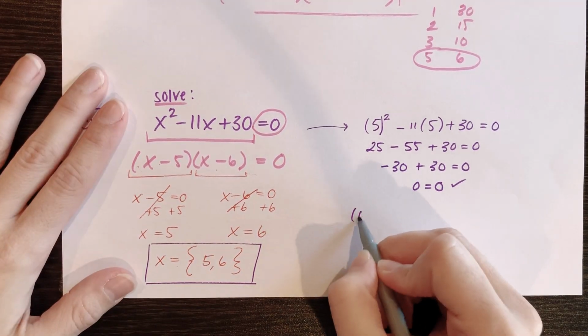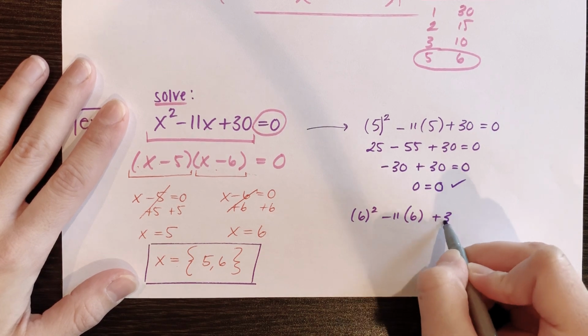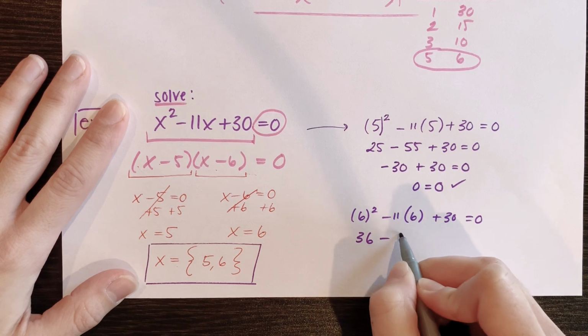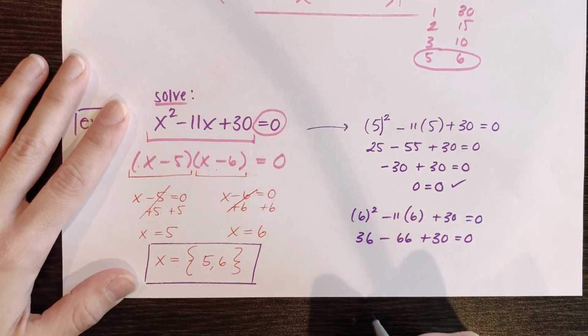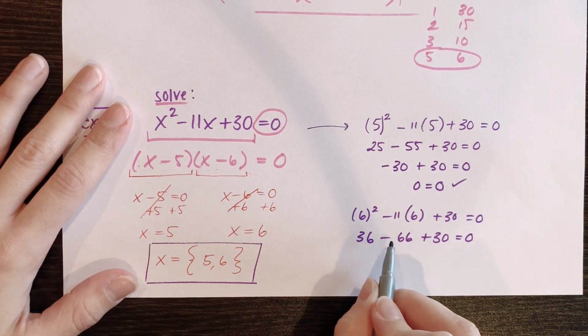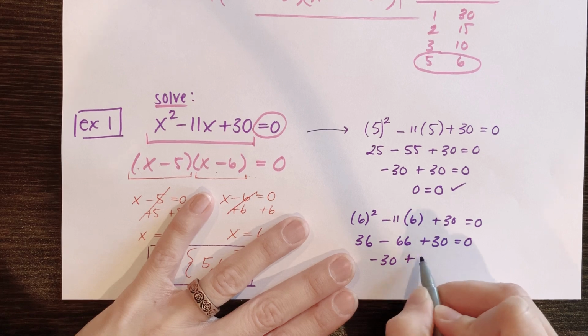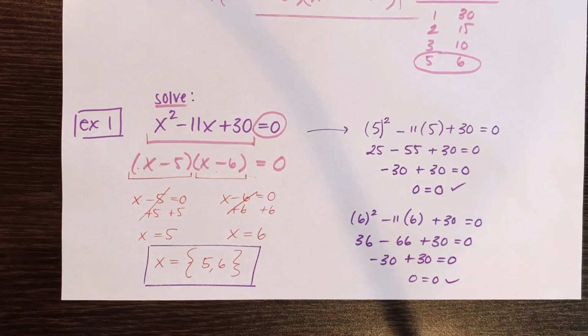Again, don't believe me? Let's try it. 6 squared minus 11 times 6 plus 30. 36 minus 66 plus 30 equals 0. 36 minus 66, that's a negative 30 plus 30. 0 equals 0. It checks out.